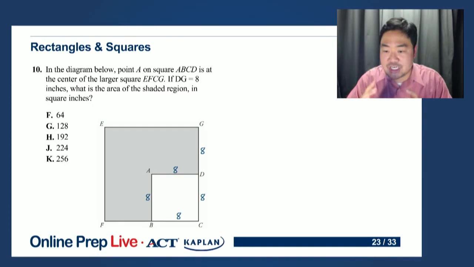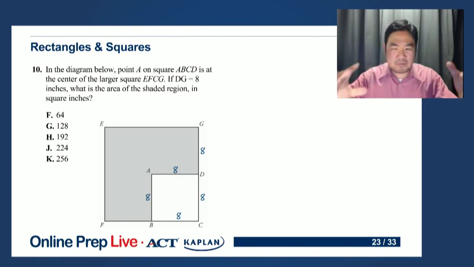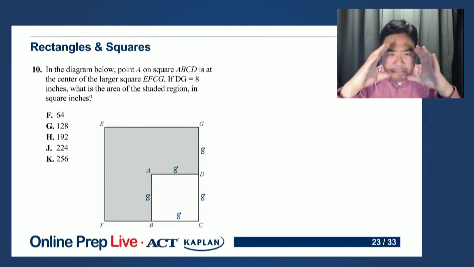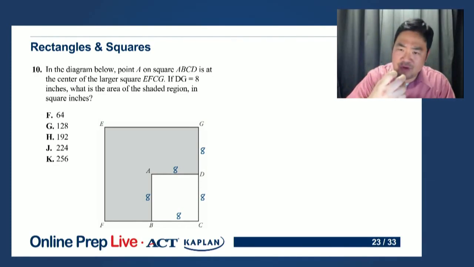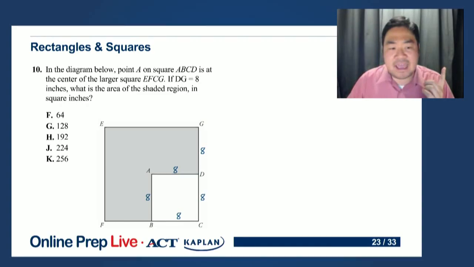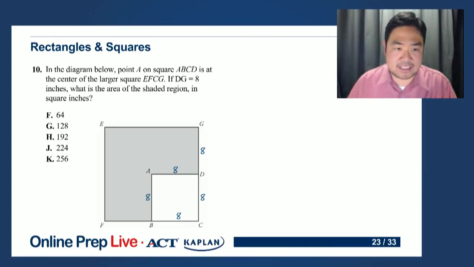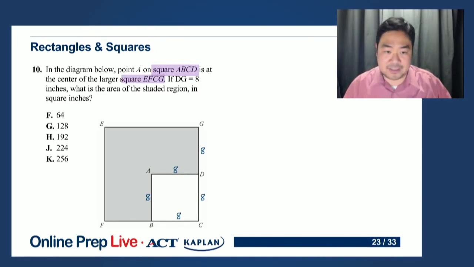So the shaded region is basically, well, I need the area of the bigger figure, and I want to get rid of the area of the smaller figure. So let's think about what the area of the bigger figure is. Notice how it's square ABCD, center of the larger square EFCG. So these are actually both squares.